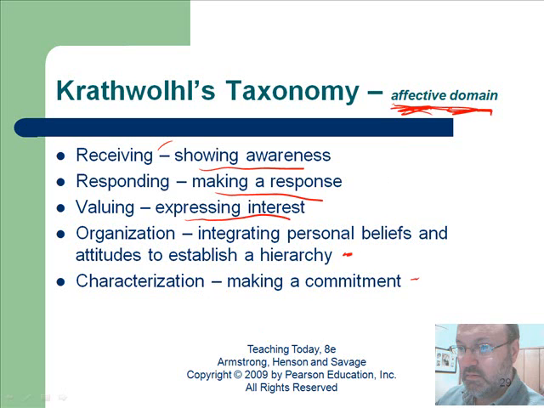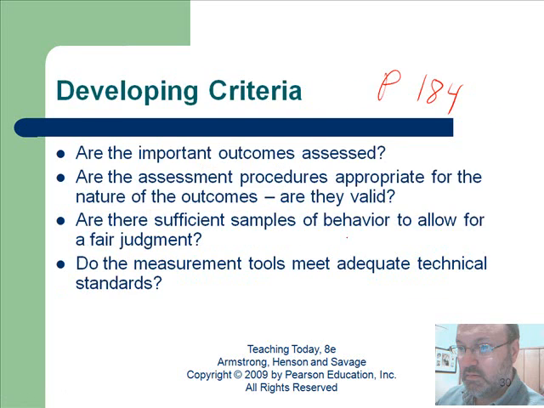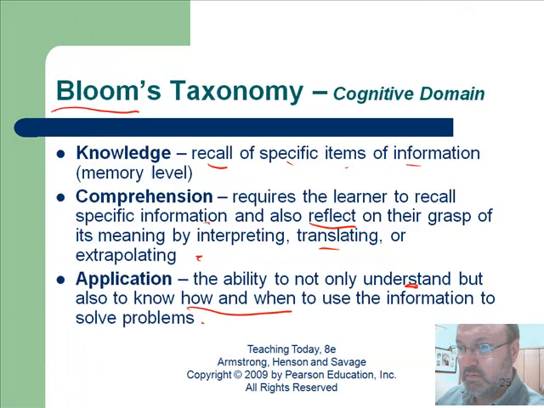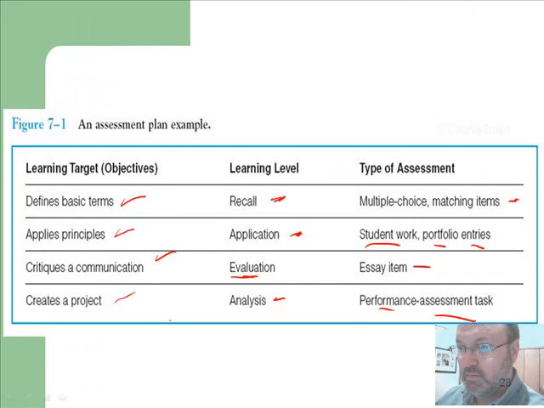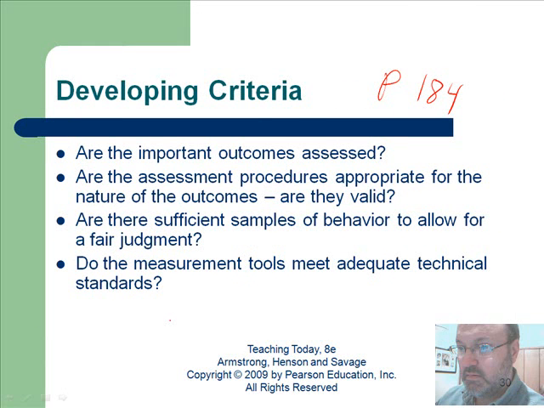Please read about this in your textbook. Affective domain, Krathwohl's taxonomy. Now, page 184, we moved into this. We said, what are these different things? Defining the outcome, classifying it, which we did with taxonomies, and now we're down here on developing this criteria. Well, these questions are out of your textbook.